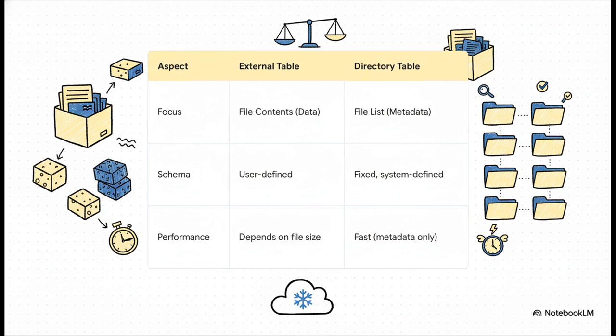Second, schema. With an external table, you define the columns. With a directory table, Snowflake defines it. It's always the same set of columns. And finally, performance. Directory tables are blazing fast because they're just reading tiny bits of metadata. The performance of an external table is going to depend entirely on how big and complex your files are.